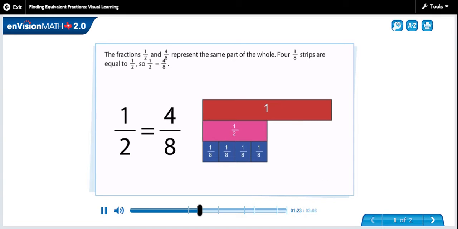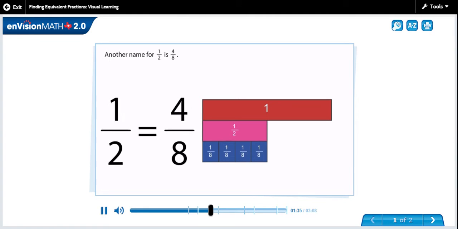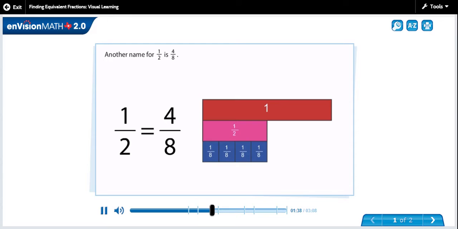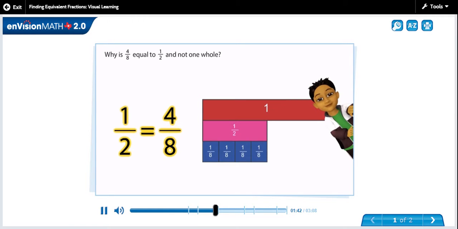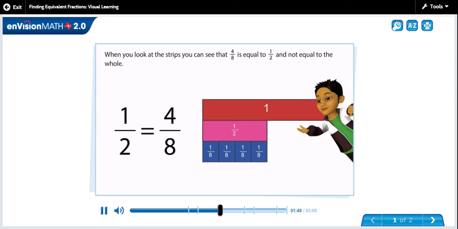The fractions 1/2 and 4/8 represent the same part of the whole. 4 1/8 strips are equal to 1/2, so 1/2 equals 4/8. Another name for 1/2 is 4/8. Why is 4/8 equal to 1/2 and not 1 whole? When you look at the strips, you can see that 4/8 is equal to 1/2 and not equal to the whole.